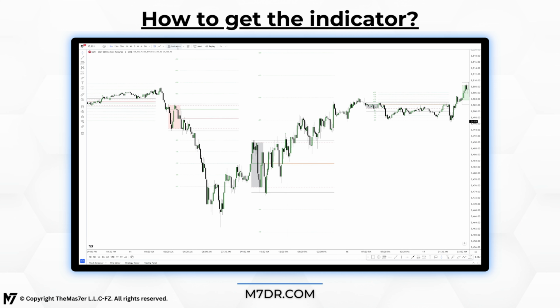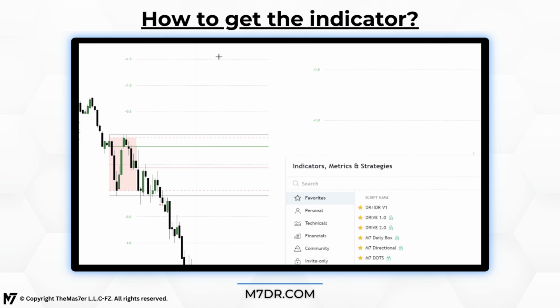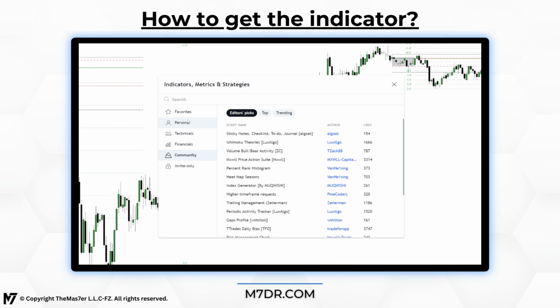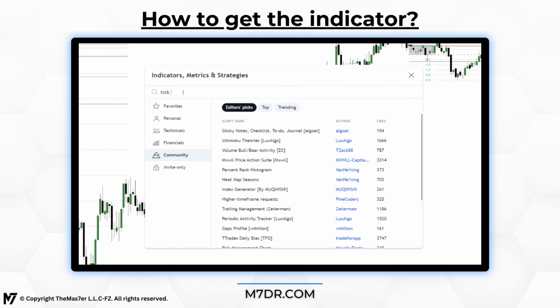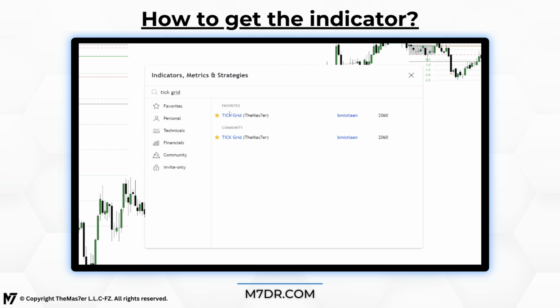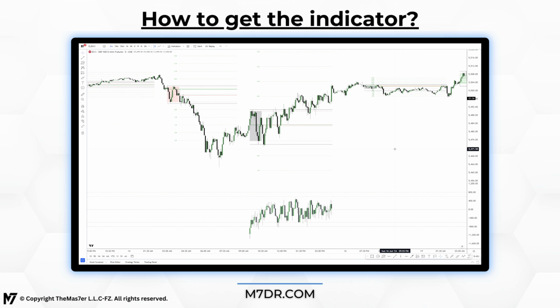How to get the indicator? Head over to Tradingview and click on Indicators. From there, you select the Community tab and search for Tick Grid, where this one should pop up. Make sure you favorize it. If you are super lazy, I added a link in the video description as well that directs you to this Tradingview indicator. Once done, this script adds a pane with your selected tick index, which can then be used as an indicator to make short-term trading decisions.